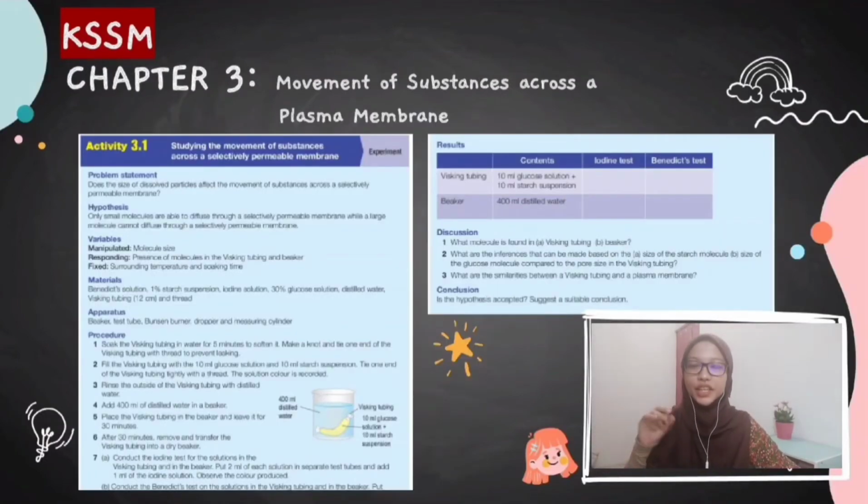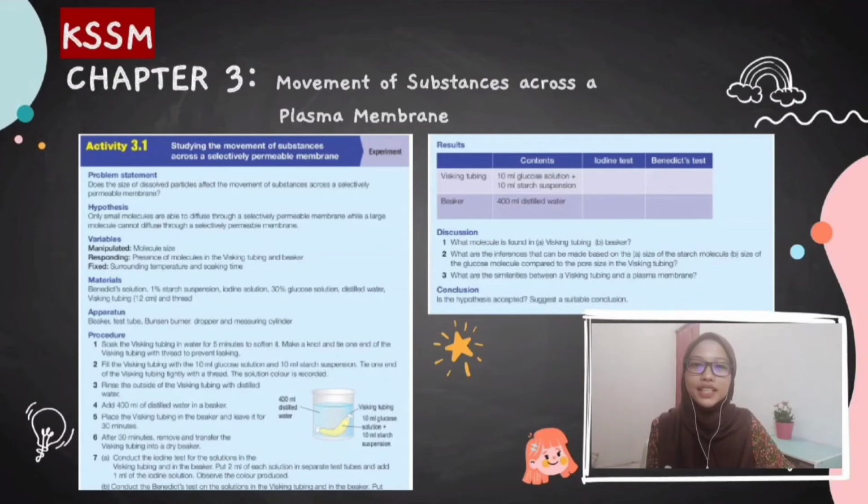Then, Chapter 3 contains 4 compulsory experiments that need to be done by the student, which are Activity 3.1, Activity 3.2, Activity 3.3 and also Activity 3.4. For Experiment 3.1, students need to do experiment to study the movement of substances across a selectively permeable membrane. Students will be able to know that small molecules such as glucose are able to move across a selectively permeable membrane, while large molecules such as starch are not.